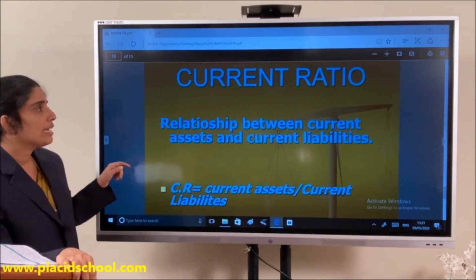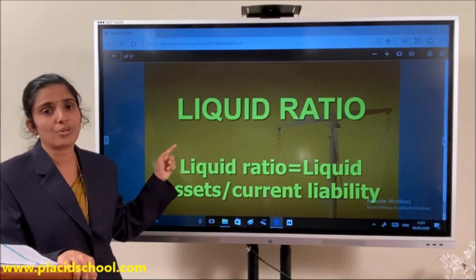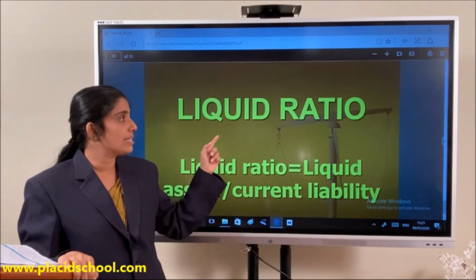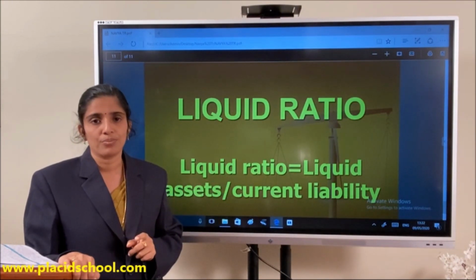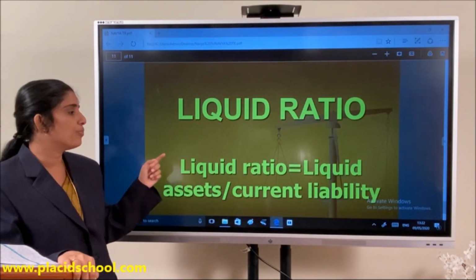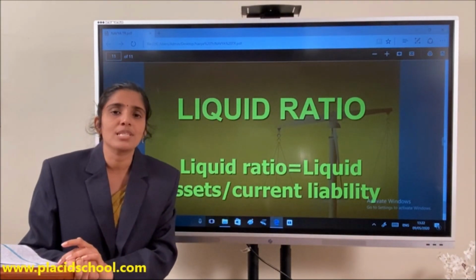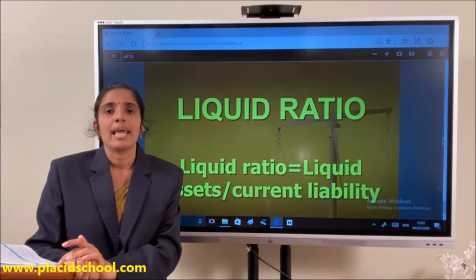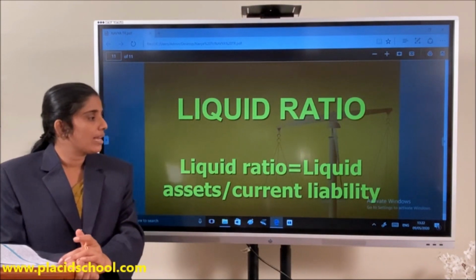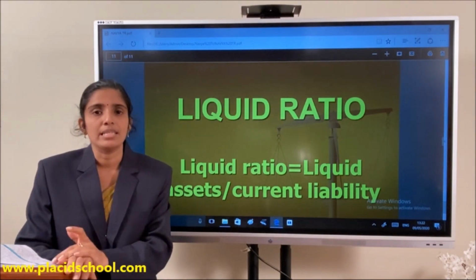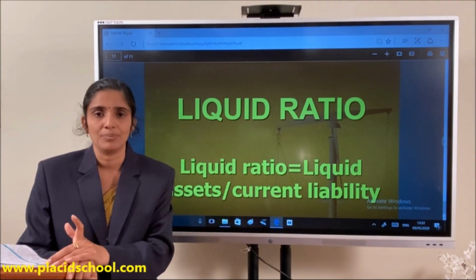Then the next, second ratio, is the liquidity ratio, or liquid ratio. Another name is quick ratio or acid test ratio. It shows the relationship between liquid assets and current liabilities. Liquid assets means all current assets except stock and prepaid expenses. Current liabilities means creditors, bills payable, bank overdraft, short-term loans, all these.